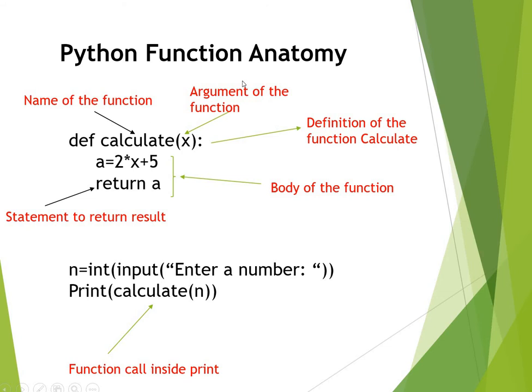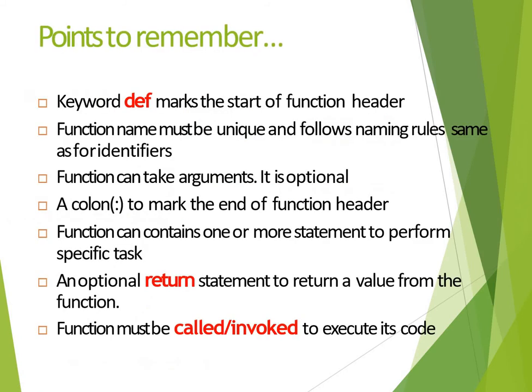So this is the Python function anatomy. Name of the function, you know how to define a function. A function should start with a keyword, name of the function, then arguments, colon, then the body of the function. Body of the function should be with indentation, and then the main function. Inside the main function, you can invoke the function which is defined earlier, and while invoking, do not use the keyword def. So there are some points to remember.